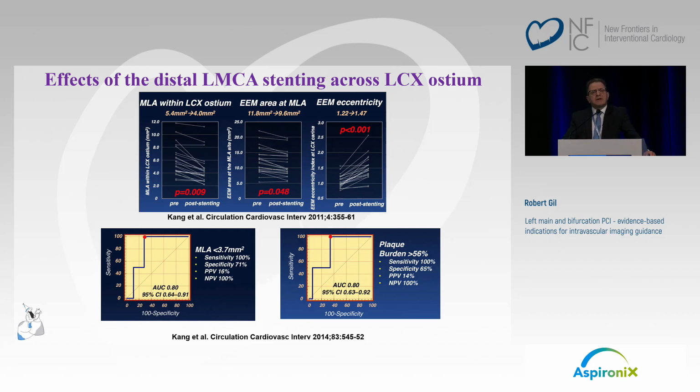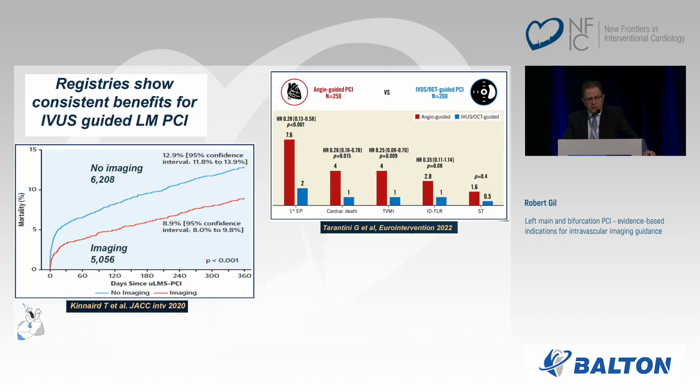And then it's very important to assess these values before the stent implantation. These 3.7 square millimeters for the orifice of the circumflex artery and plaque burden bigger than 56% mean potentially the need for a second stent implantation, or at least the necessity to improve the orifice.